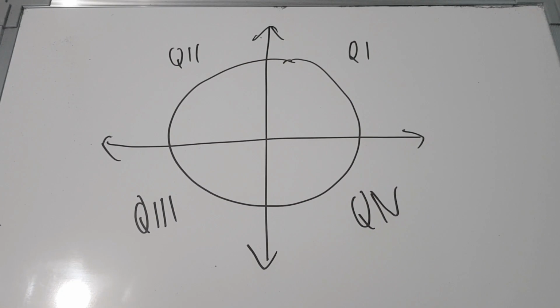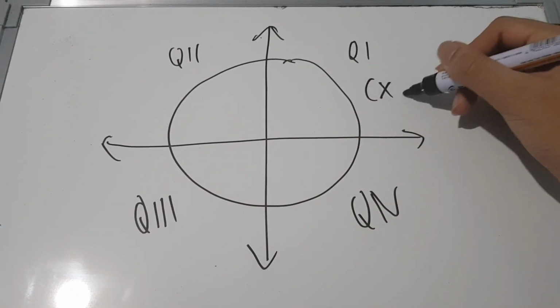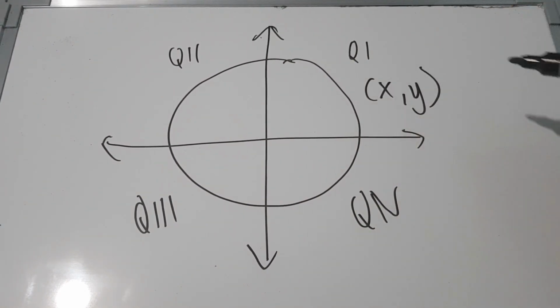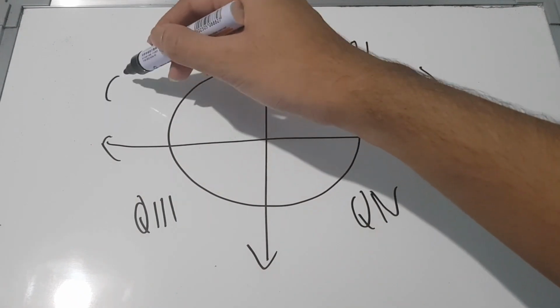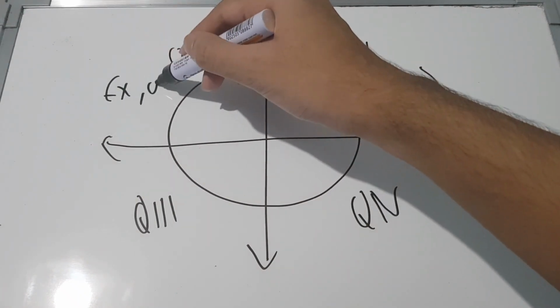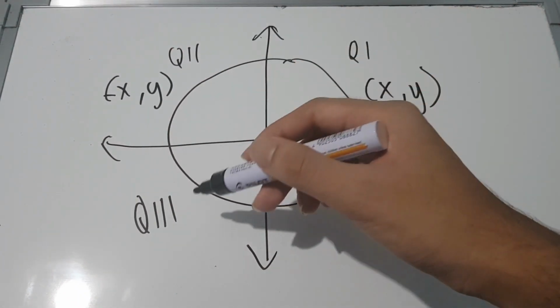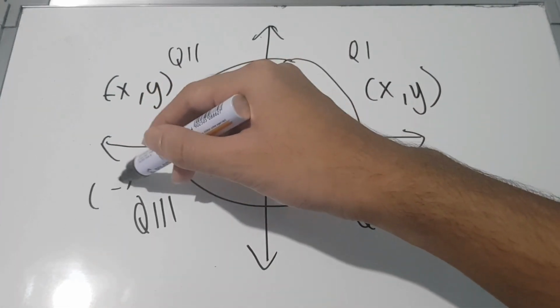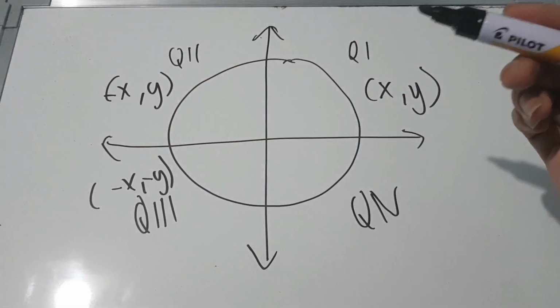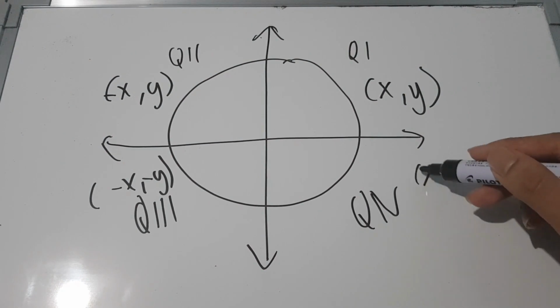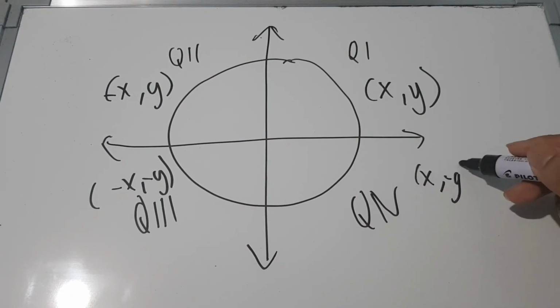The unit circle also contains 4 quadrants. Each quadrant has a different set of signs for x and y values. For quadrant 1, both x and y are positive. For quadrant 2, x will be negative and y will be positive. For quadrant 3, both x and y are negative. And for quadrant 4, x is positive and y is negative.